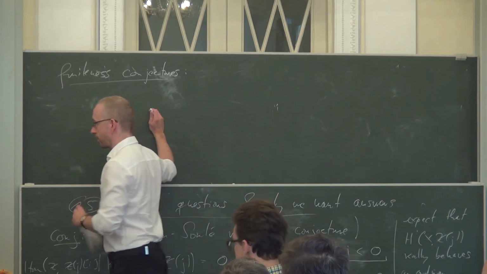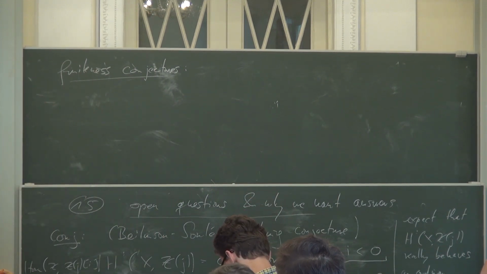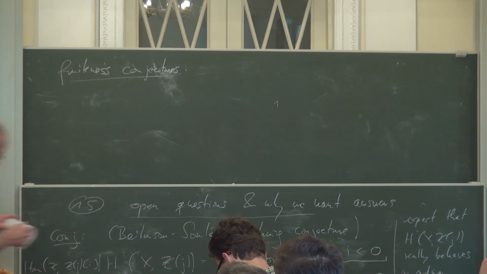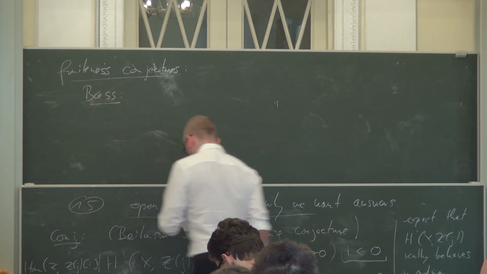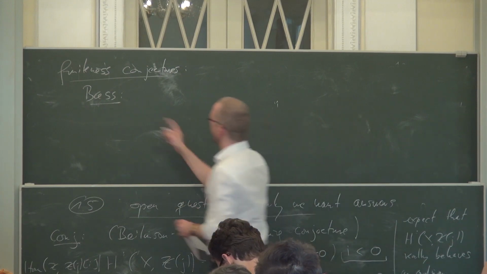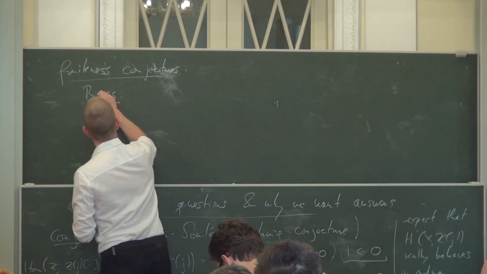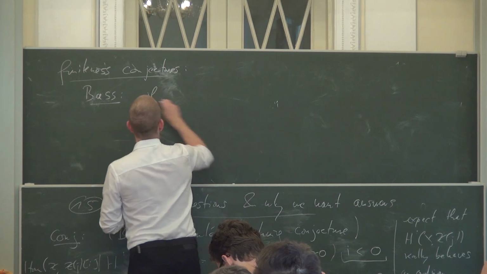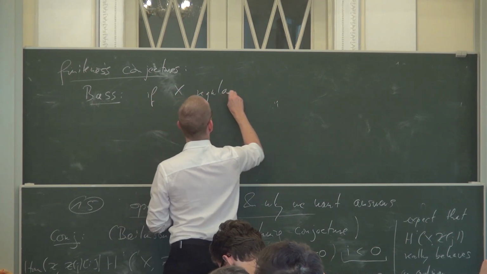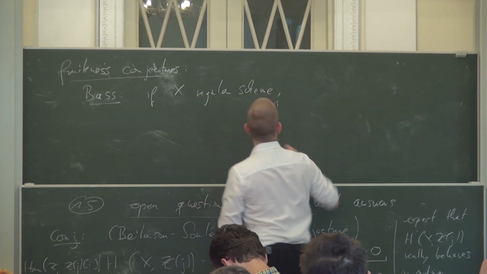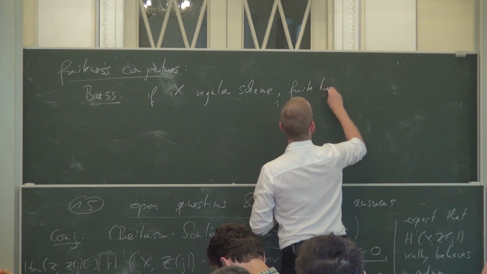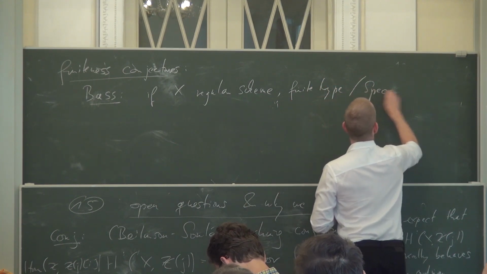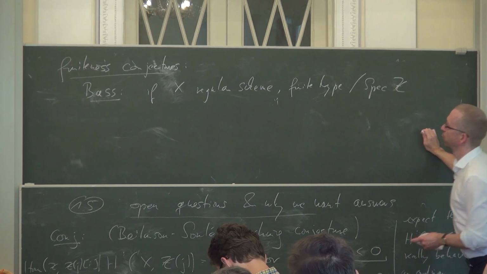Okay, so we have finiteness conjectures. At this point, I'm leaving the world in which I made all these definitions, like working over fields. But these can be appropriately formulated. I mean, for K-theory, there's no problem, right? So there's Bass's finiteness conjecture that says, well, if X is a regular scheme of finite type over the integers, then its K-groups should be finitely generated.